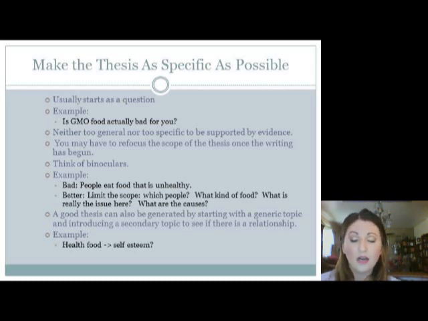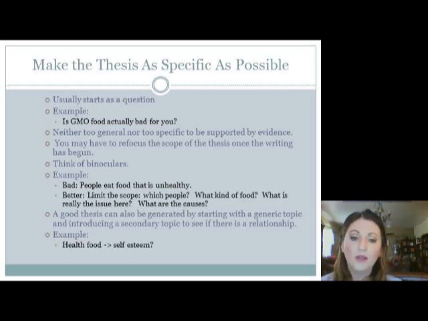So I'm going to recommend that you limit the scope, and you can do this a couple of different ways. You can look at different groups of people. So which people are we talking about? Are we talking about elementary school children? Are we talking about the elderly? Are we talking about adults? Also, what kinds of food do we really want to call into question? Are we going to look at maybe non-organic food solely? Or are we going to look at fast food, people who consume a lot of fat? Are we going to look at, I don't know, processed foods versus unprocessed foods? There's lots of different ways we can really reel this in and make it quite specific.